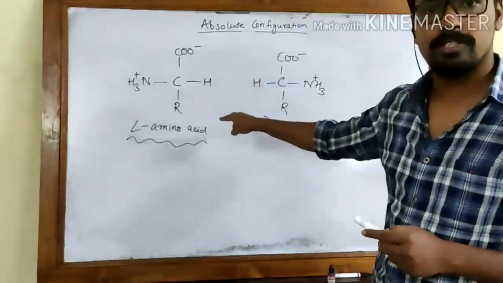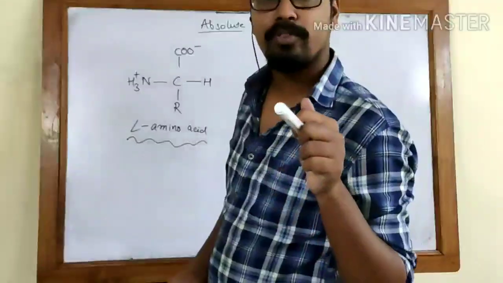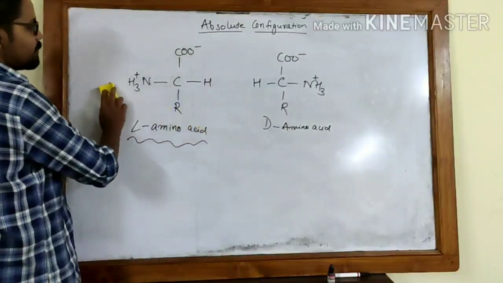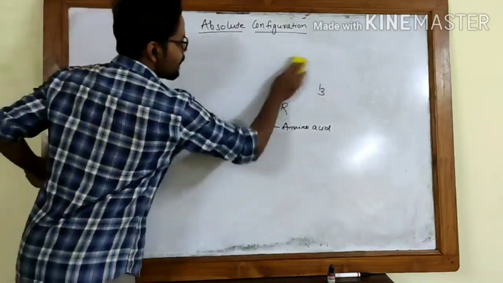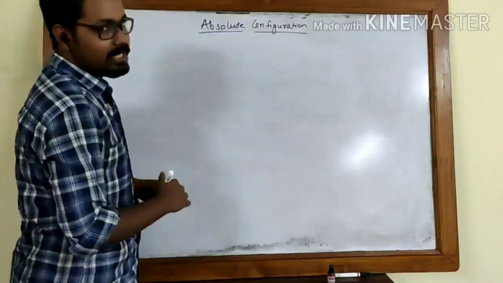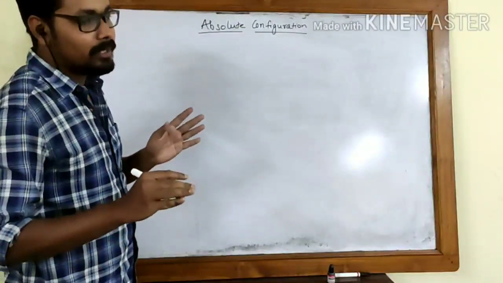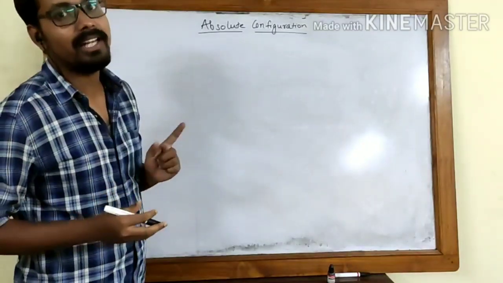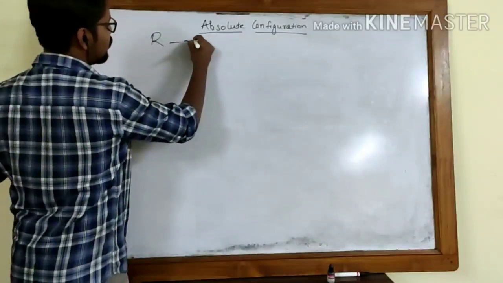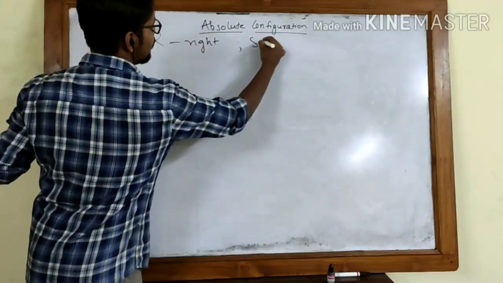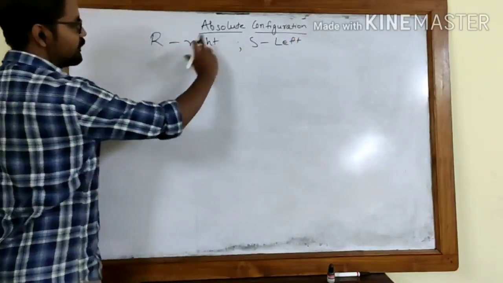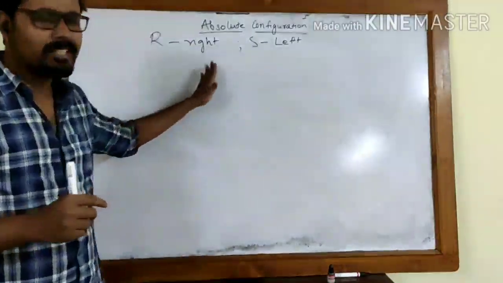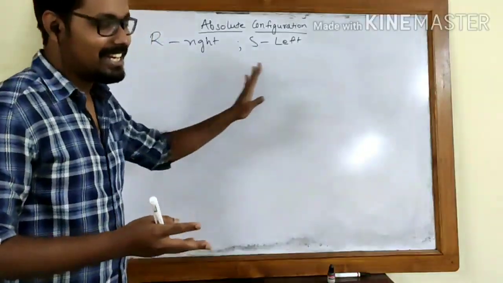Now this was based on Fischer's projection. As I mentioned, there is another type of configuration called the RS configuration, R and S. So let us see what that means. R comes from the Latin word rectus, meaning right, and S comes from sinister, meaning left. So R is for right and S is for left. How do we use these two? This is a little bit different from our Fischer. Fischer was very simple. This is also not that tough, but not as simple as the L and D isomerism.